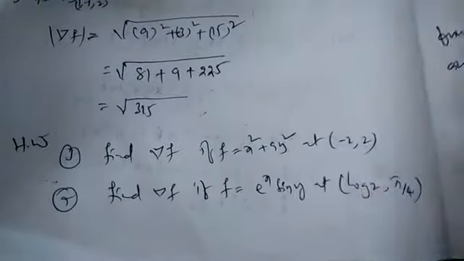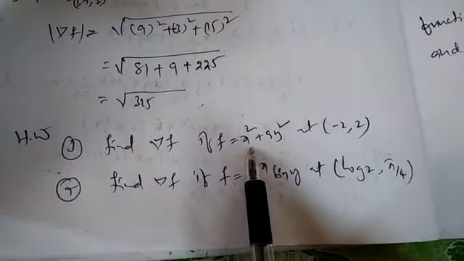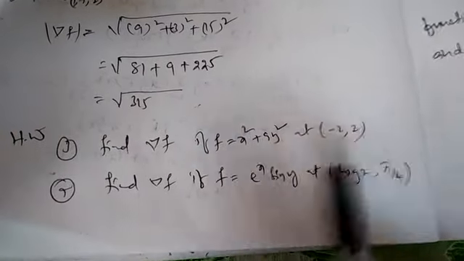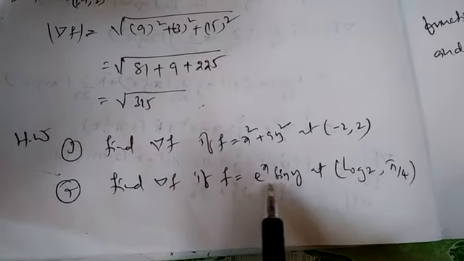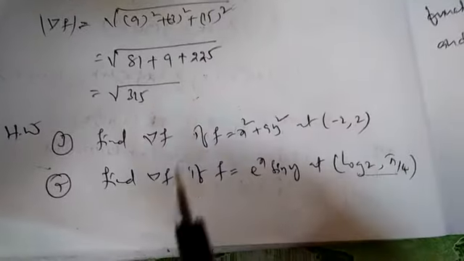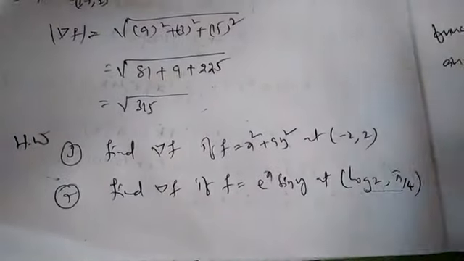Now two homework problems are given: where f equal to x square plus y square at (-2, 2), and where f equal to e power x sin y at (log 2, pi by 4).